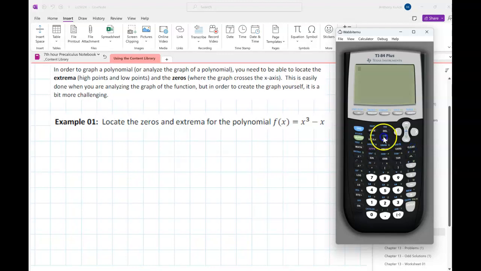Okay. So we're going to start by typing the function in. We're going to press y equals. So I press the y equals button there on the upper left-hand corner. And I'm just going to type in the function exactly like it looks on my sheet of paper.